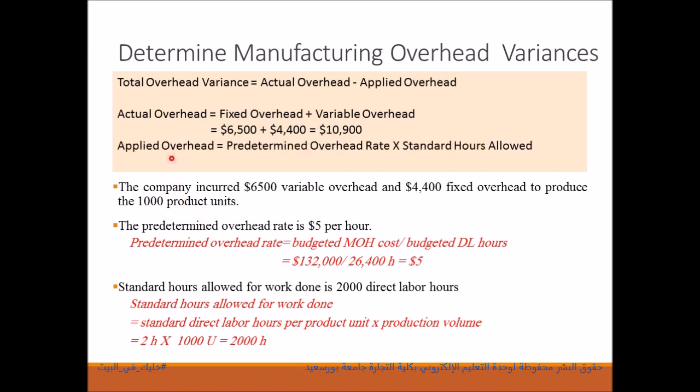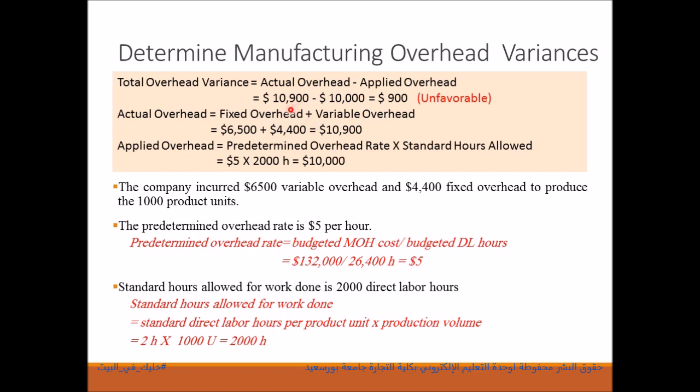Overhead applied or allocated can be determined by multiplying predetermined overhead rate by standard hours allowed for work done. Predetermined overhead rate is $5 and the standard hours allowed for work done is 2,000. So by multiplying the $5 predetermined overhead rate by 2,000 hours allowed for work done, we can obtain overhead applied or allocated, which is $10,000.